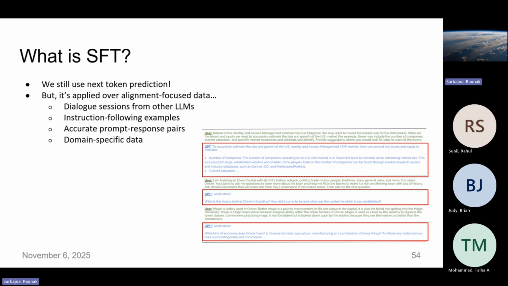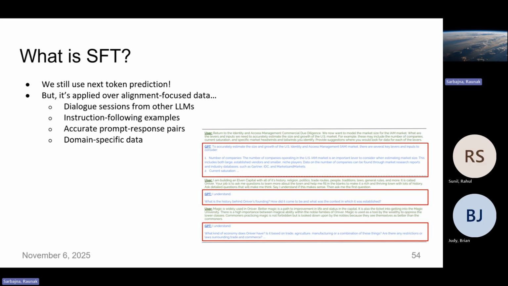So you give it text where it says that the LLM should do this and then stop, and then the answer is that it has done that and stopped. And you give that as input to your LLMs. You give it very accurate prompt response pairs. So you give it a question and an answer, question, answer, question, answer. And these are all completely accurate. So it learns to model this structure.